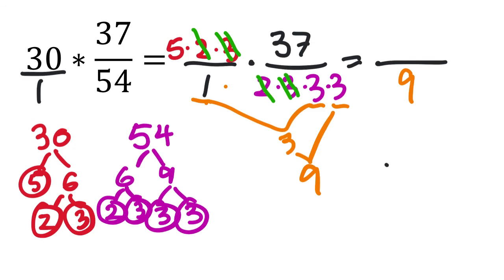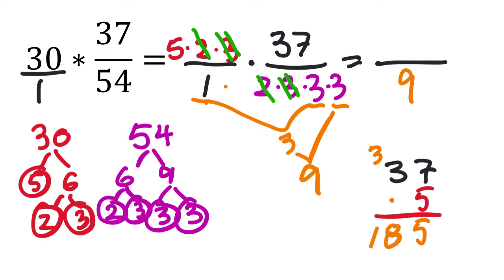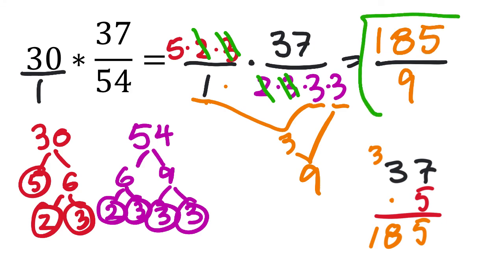But on the numerator, I've got a little bit more multiplication to do. I got 37 multiplied by that red 5 right there. So I'll multiply these out, and that will be my new numerator. 5 times 7 is 35. Carry the 3. 5 times 3 is 15, but plus that 3 there that was carried, it makes that 18. So my final numerator here is 185. And yep, since we use prime factorization on this, we're not actually able to simplify this any further.